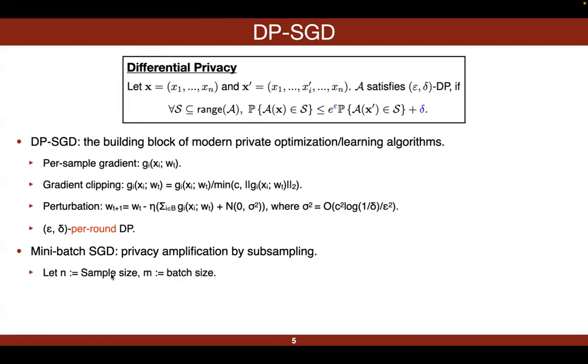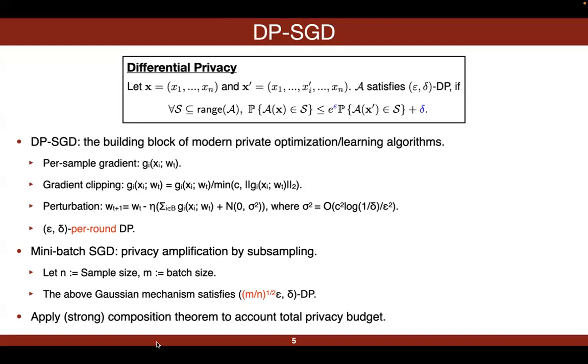Indeed, if we do this random sampling for m out of n samples, then the above guarantee can be amplified to something like m over n times epsilon. So this will be much smaller than the original epsilon and delta if your m is much smaller compared to n. If you combine this privacy amplification by subsampling, then you will be able to achieve a much better DP guarantee. As I said, in the end, we have to do composition for every training round. So these are the basic procedures for analyzing DP-SGD.